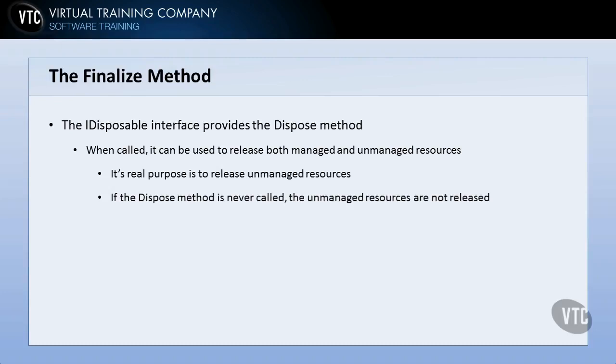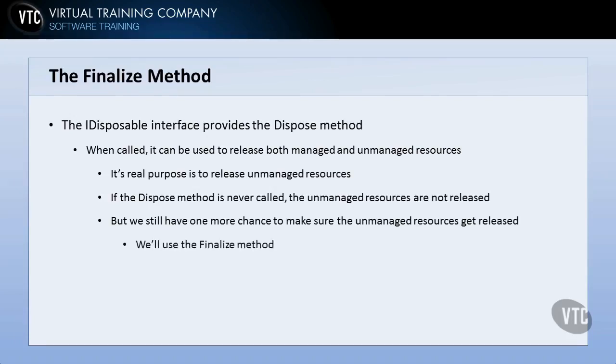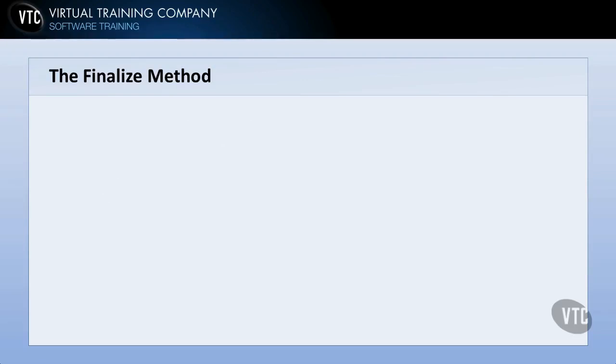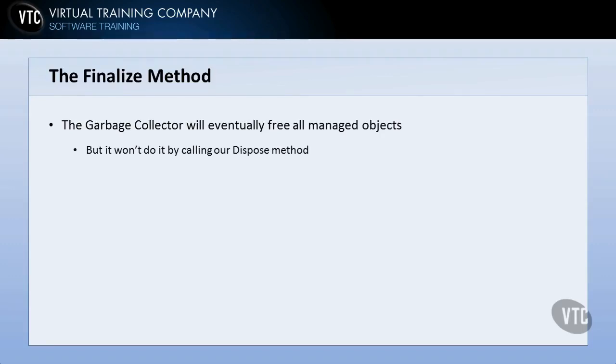Now, if the Dispose method never gets called, the unmanaged resources are not released. But we have one more chance to make sure that we get those unmanaged resources taken care of, and that is using the Finalize method. Now, the garbage collector will eventually free all managed objects. They're not a problem. But the garbage collector does not free the managed objects by calling our Dispose method.